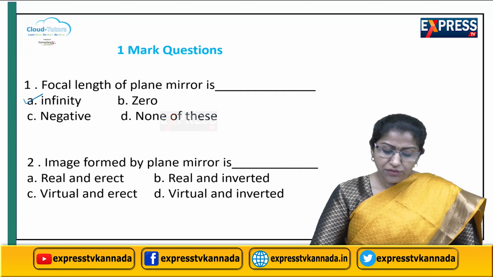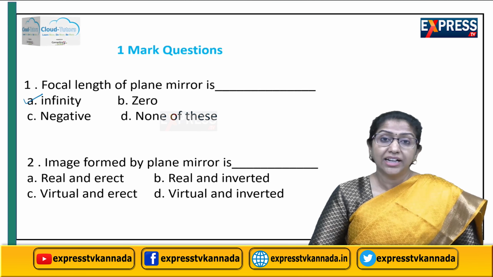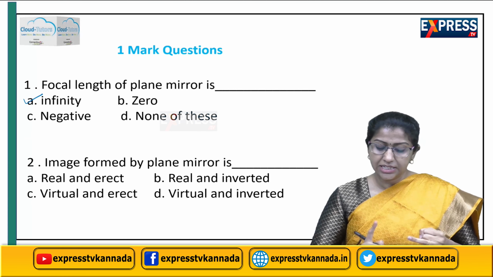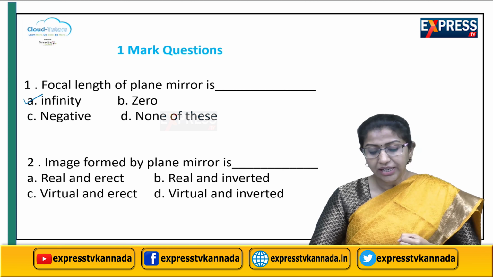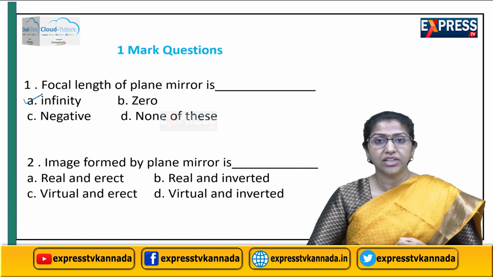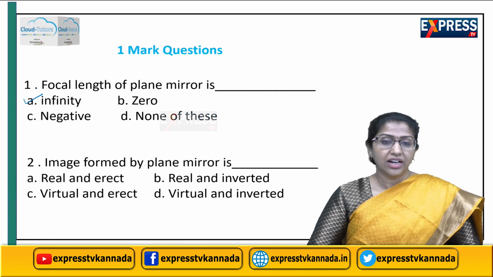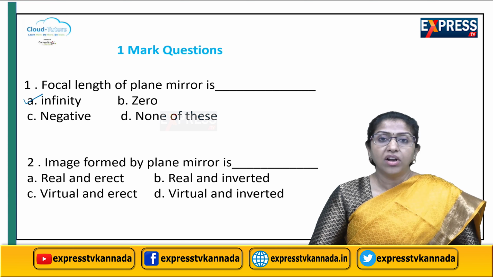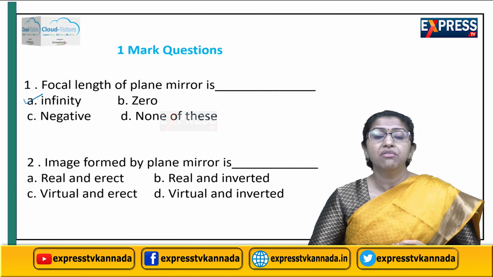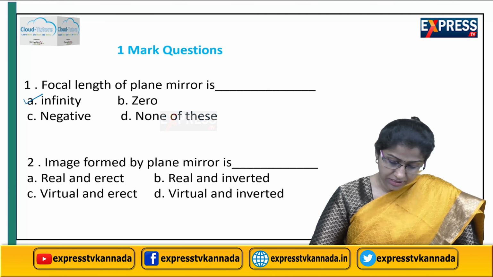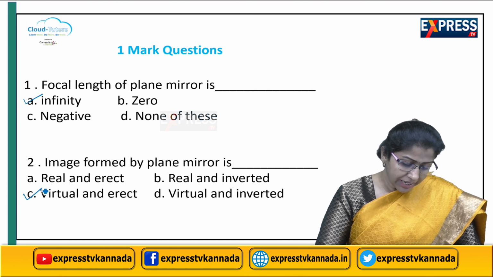Next, image formed by a plane mirror is what kind? Is it real and direct? Is it real and inverted? Is it virtual and direct, or virtual and inverted? So obviously all of you have learned this. The plane mirror always forms an image which is virtual and erect. So your answer will be C.